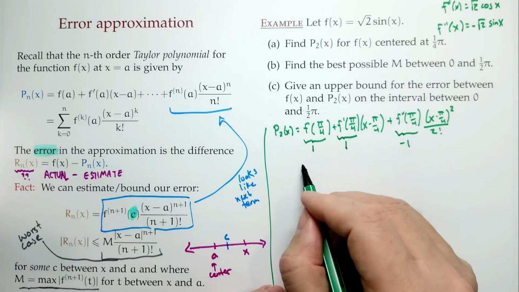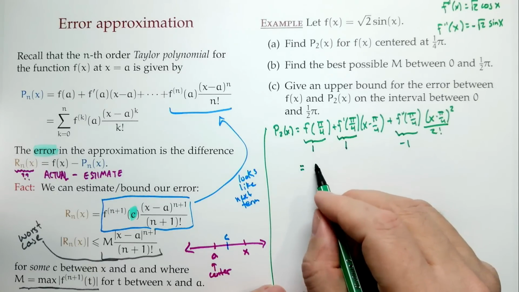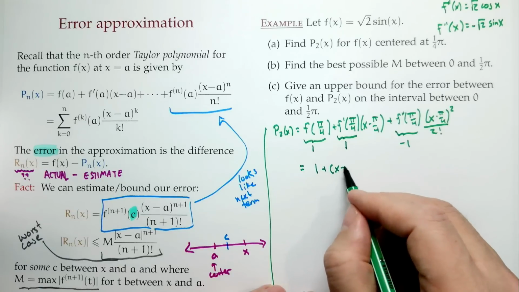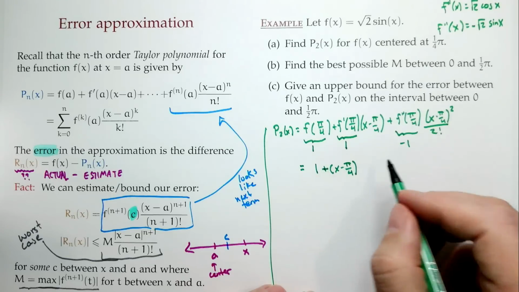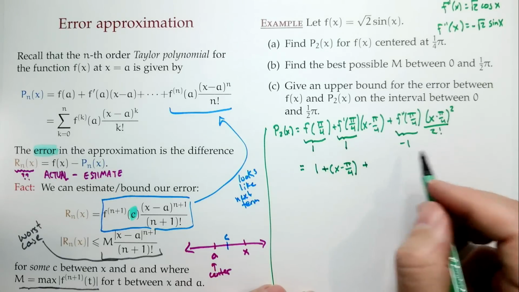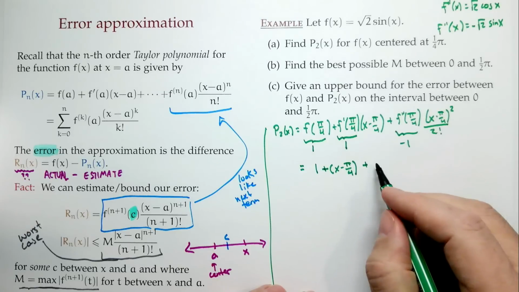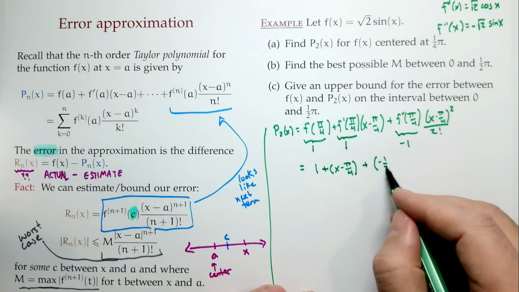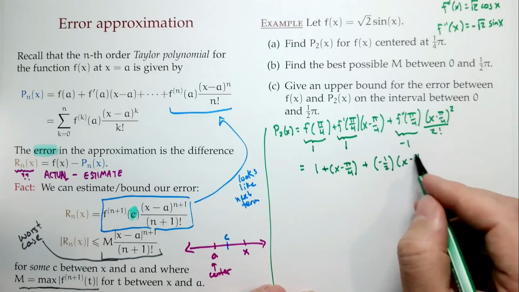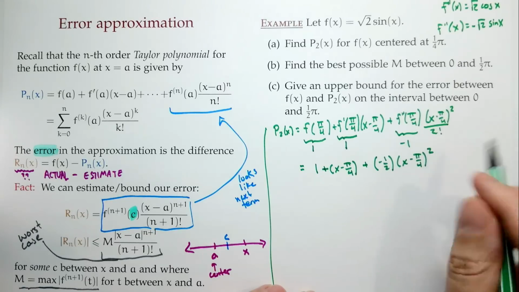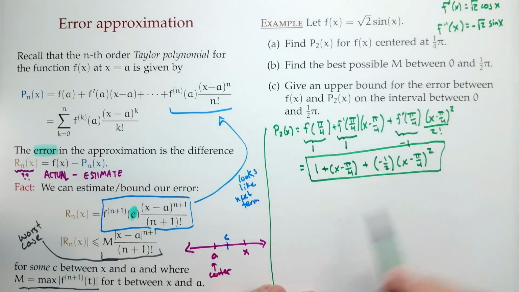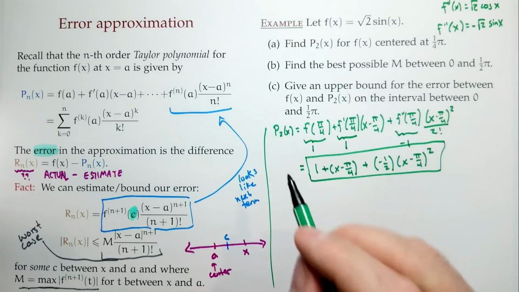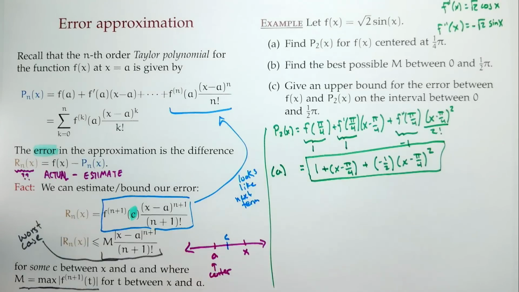So our P2 of x, this is part A, is 1 plus x minus pi over 4, and then plus, should it be really a minus? Well, we'll write it as a minus 1/2 times x minus pi over 4 squared. And the half coming from the 2 factorial. Okay, so this is for part A. All right, good. Now, let's talk about part B.